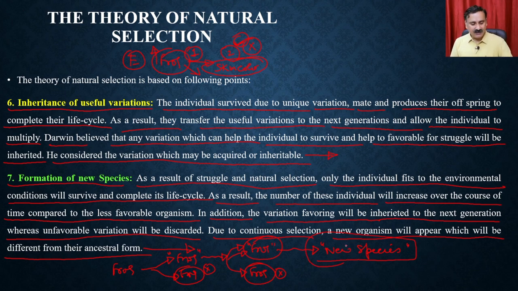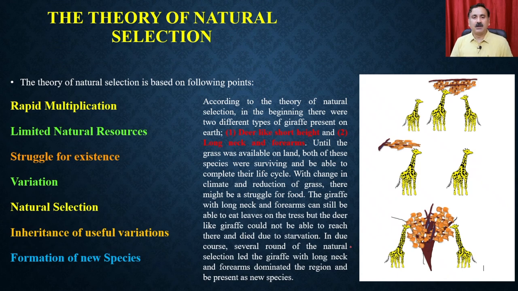So let's understand this by a classical example of the giraffe. Darwin has proposed his theory on these points. One is rapid multiplication, then you have natural selection, then the struggle for existence, then the variation, then the natural selection, and then the inheritance of the useful variations, and then you have the formation of new species.